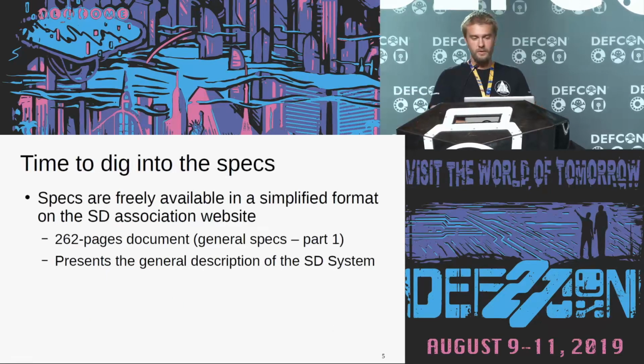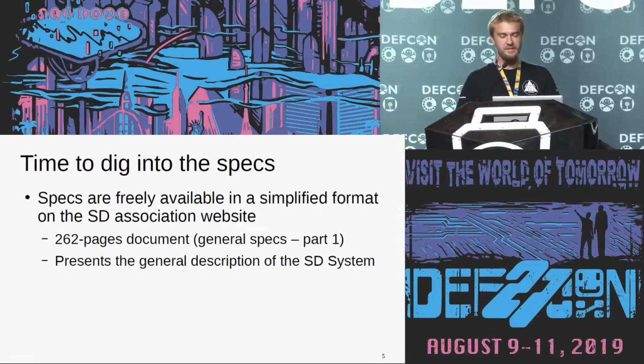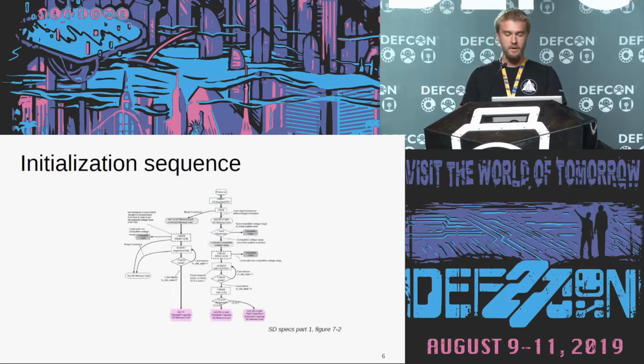To get access to the specifications and to know exactly how it works from the inside, you can go to the sdcards.org website. They offer some general specs in simplified form. The document is only 262 pages, so it's quite easy to read, right? It presents the general description on how to interact with SD cards, but at a really low level. For instance, this is the initialization sequence. I won't go into the details, don't worry.